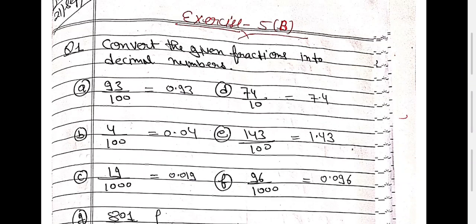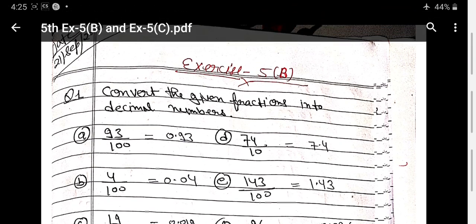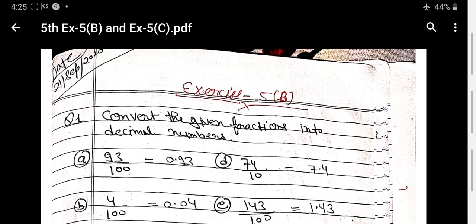Well, good morning to class 5th. Today I am going to start your exercise 5b. The question is: convert the given fraction into a decimal number.